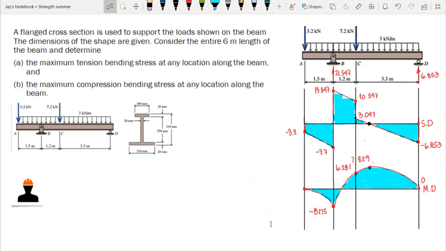Hello guys, welcome back to the second part of the video discussion for flexural stress. So I have here a second example.